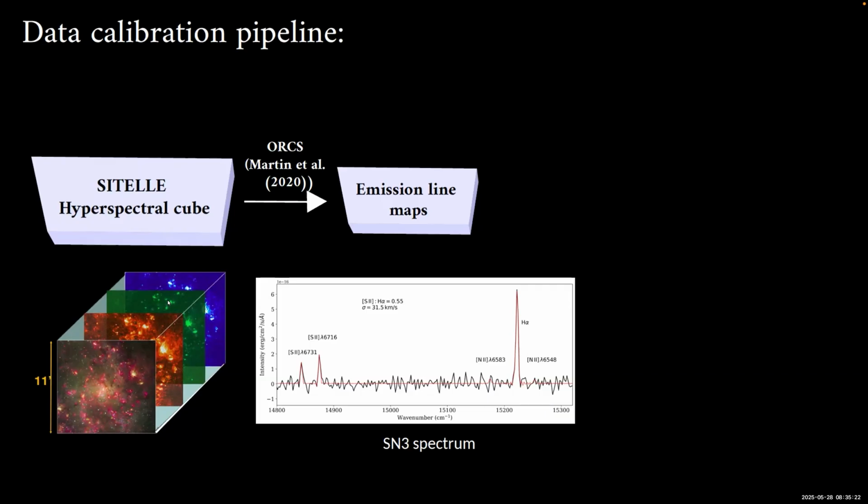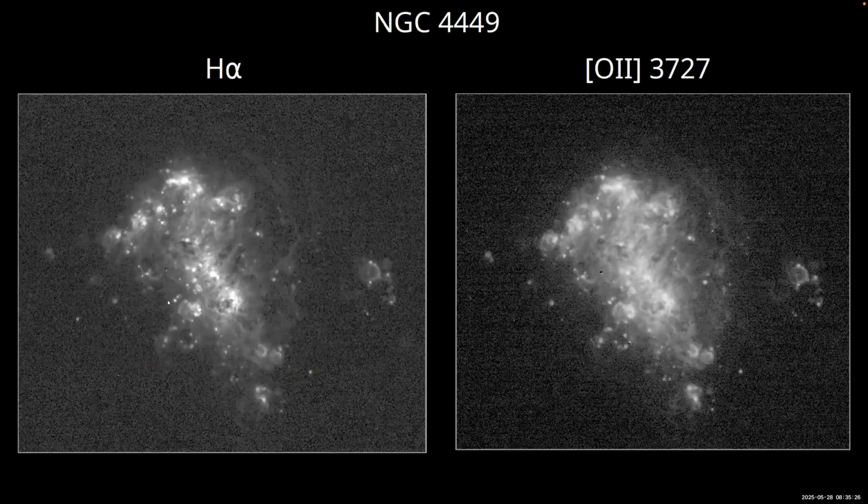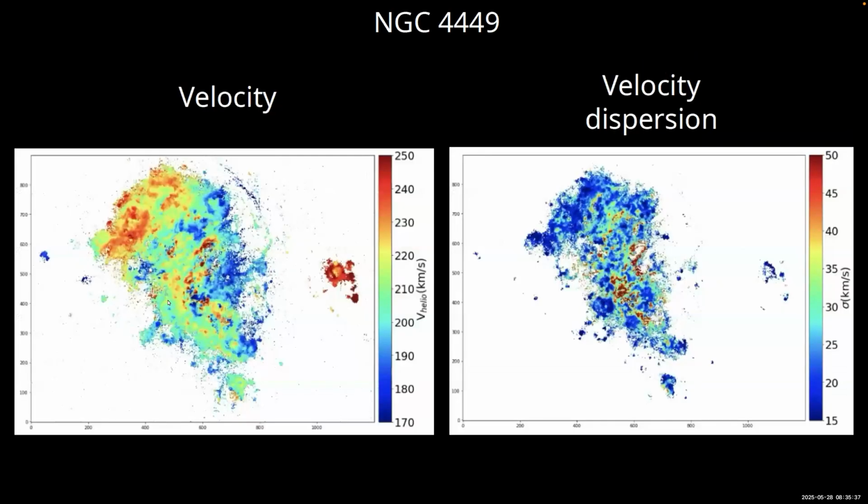So what type of maps do we have? We have a flux map. So here, for example, we have the H-alpha emission and the O2 emission. In each pixel, we have the flux of the line that has been integrated. We also get the velocity, which is basically the position of the line. And we have the velocity dispersion, which is basically the broadening of the lines. So those can be used for kinematic and dynamic studies.